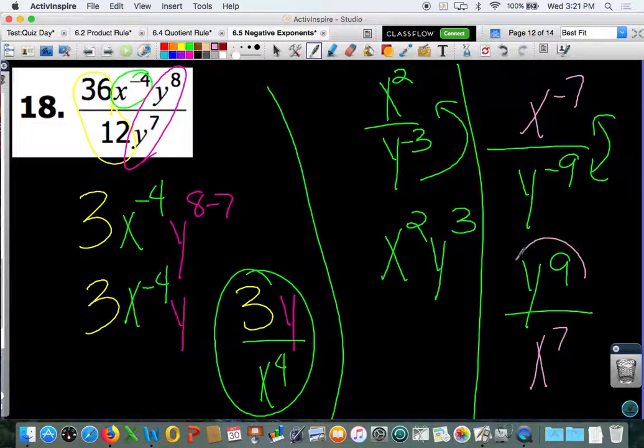So please pay attention and make sure you are flipping things over your fraction bar, moving things to your numerator and denominator as needed. Make sure if it's already in the numerator, you move it to the denominator and make it positive. If it's already in the denominator, move it to the numerator, make it positive.